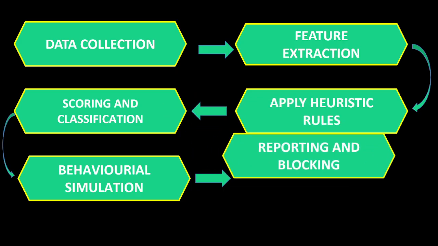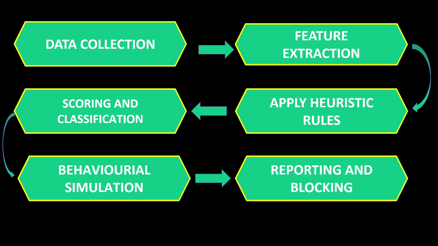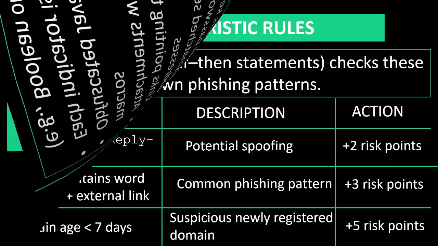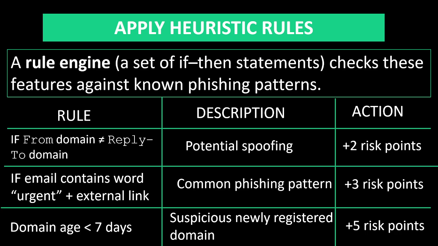Finally, you have reporting and blocking. If risky, the message is blocked or quarantined. So finally, based on these rules and steps, if we find it risky, the message is blocked or we call it quarantined. This way, even new, never before seen phishing attacks can be detected automatically. Okay. We discussed all these things in detail.